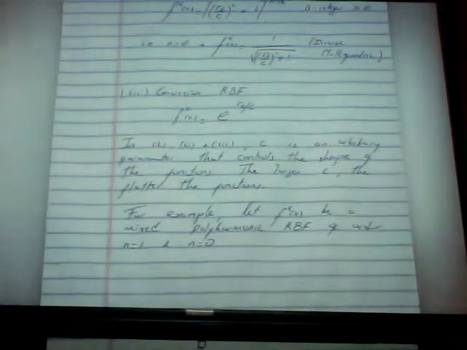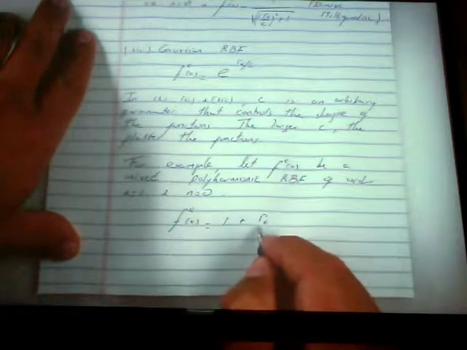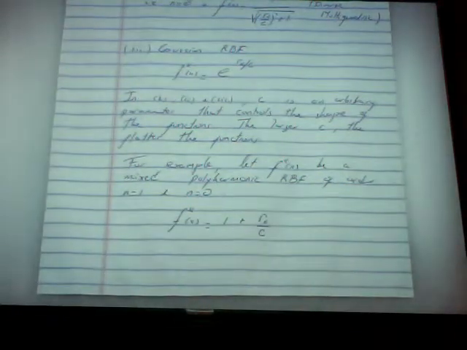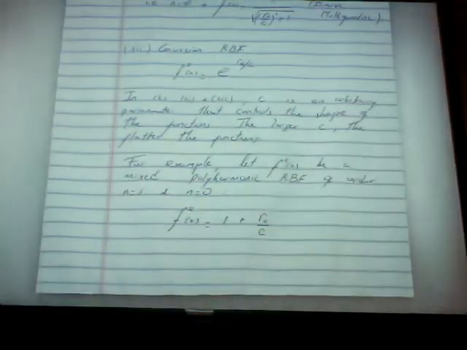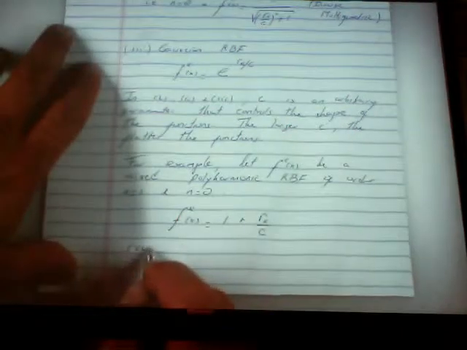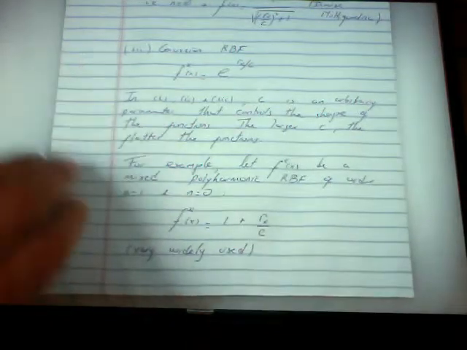So that would be let f of k, which is valid, be equal to 1 plus r k over c. So we put order 1, order 0. That's an example, and that's widely used. This one is very widely used.